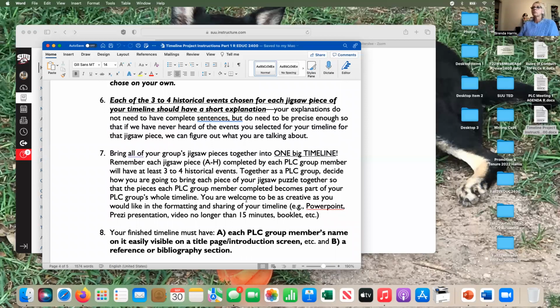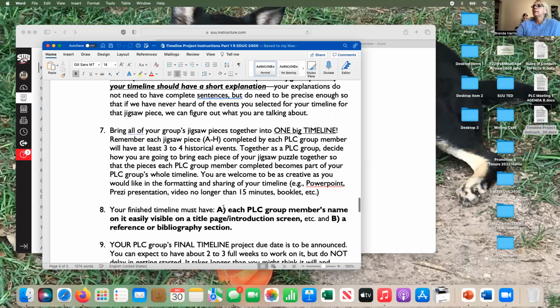The whole group is going to fail if your project isn't having all of the puzzle pieces coming together in one unified whole. You can be very creative with how you want to put your timeline together. I've seen some really neat timelines. I've seen them done as comic book strips, as little presentations, as videos or booklets. You can be very creative with how you create your timeline.